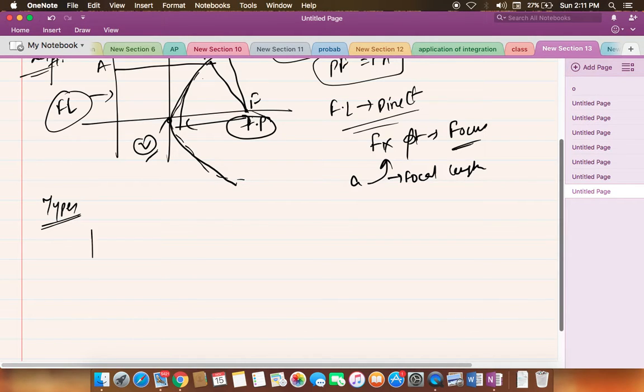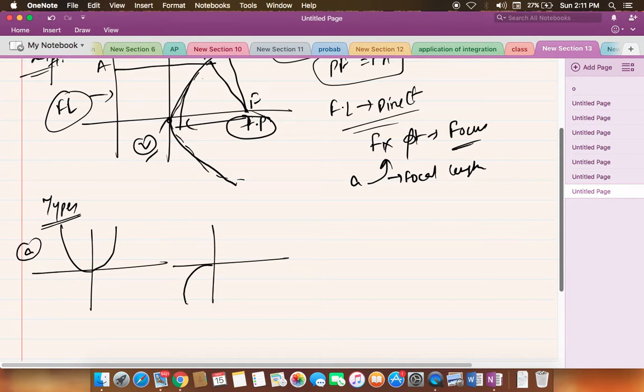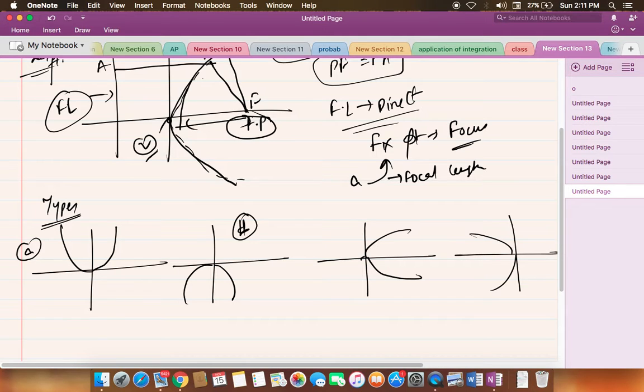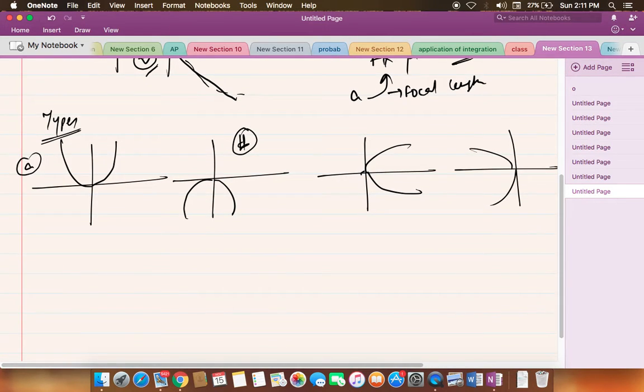Types of parabola. This is the first type, which is called the upward parabola. This is the second type, called the downward parabola. This is the third type, right side parabola, and this is the left hand side parabola. You know this is the focus. Focus will be out here, vertex, focus, vertex, vertex, focus, focus, and vertex.